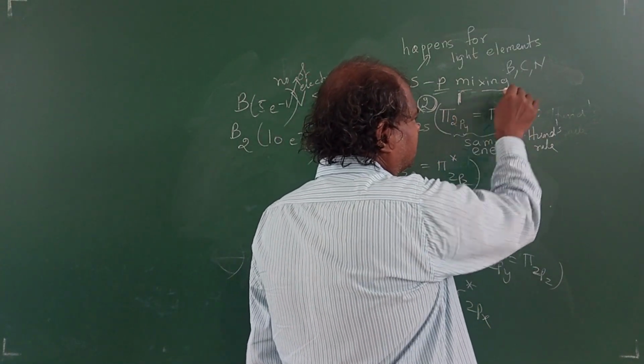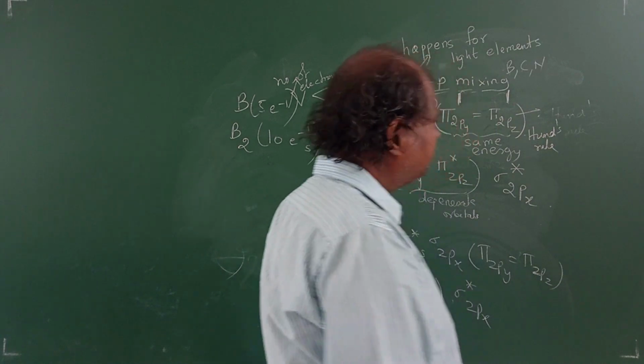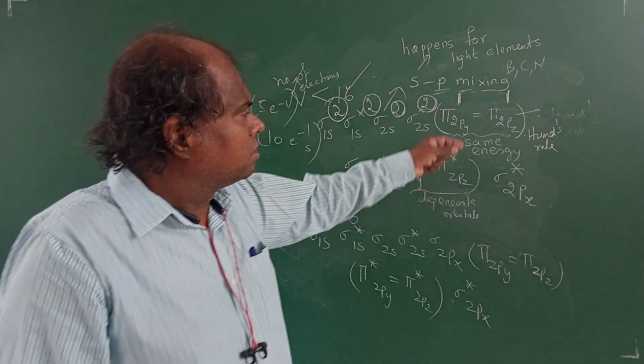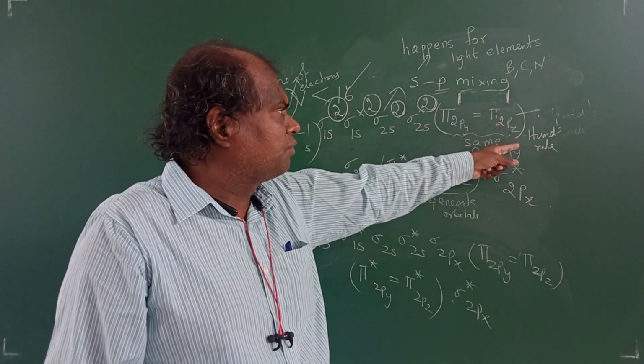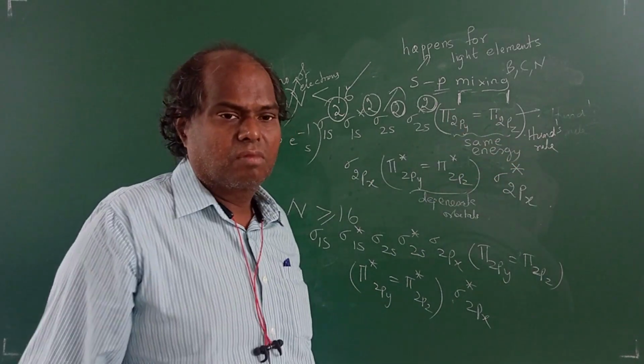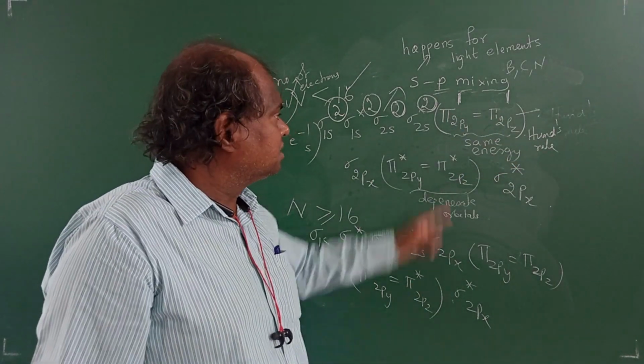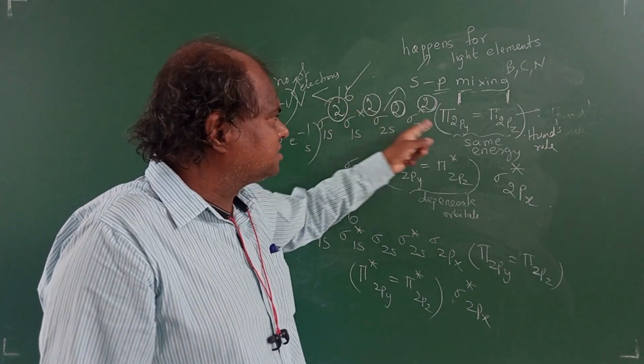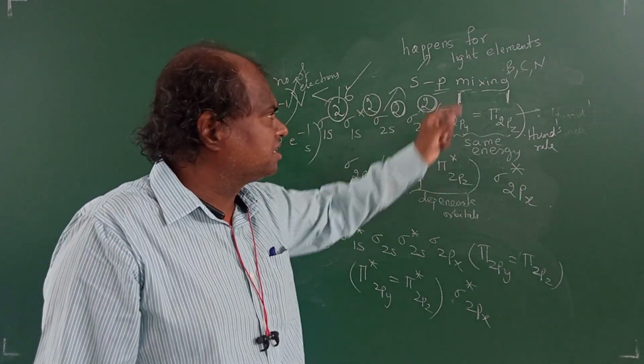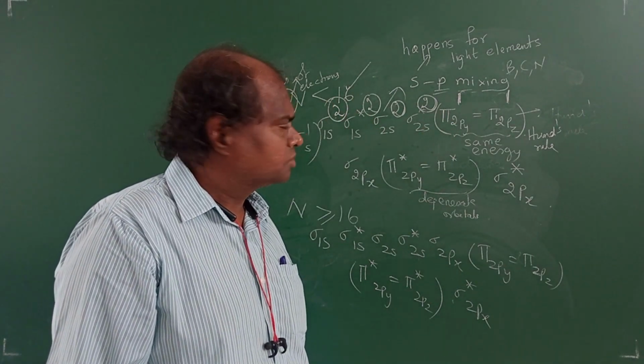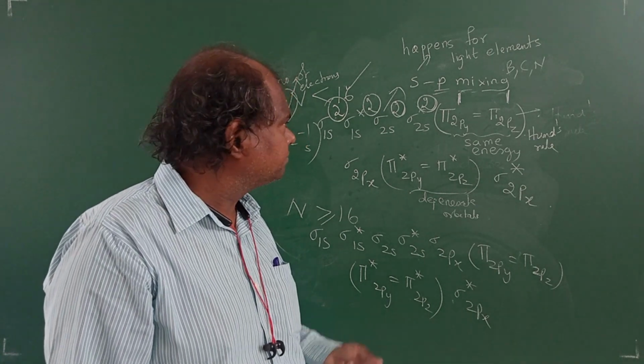You will fill 1, 1, 1. Very, very, very important. Please make a note of this in your book. You will fill single, single. Remember, you have to follow Hund's rule. And this diagram only you have to use because n is less than 16. SP mixing. Single, single. Okay?